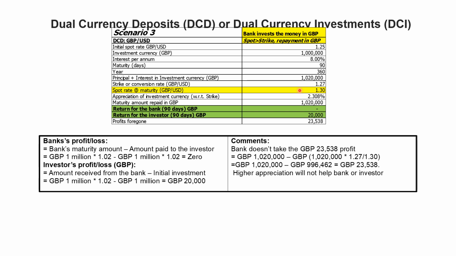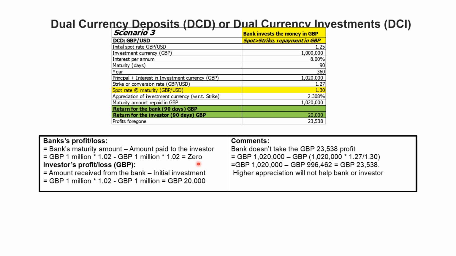However, the bank mistakenly chooses to repay the investor in the investment currency GBP despite the fact that the GBP has appreciated. In this case, the bank will simply repay the investor GBP 1.02 million without taking advantage of the appreciation. The bank's return is GBP 1 million into 1.02 minus GBP 1 million into 1.02, which is 0. Basically, the bank's maturity amount is paid to the investor, leading to 0 return for the bank.